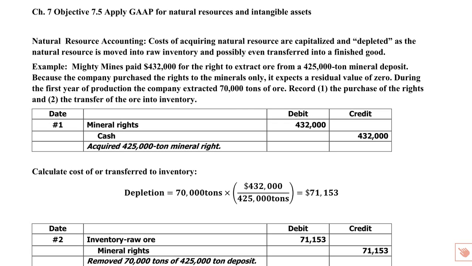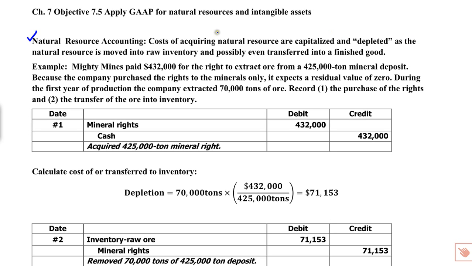Hello, hello, hello. We're going to cover natural resources, some intangible assets, maybe. Exciting stuff. So, natural resource accounting. Natural resources: oil, timber, mineral rights, things like gold and copper mines. So, generally, any type of thing you can think of that nature creates.